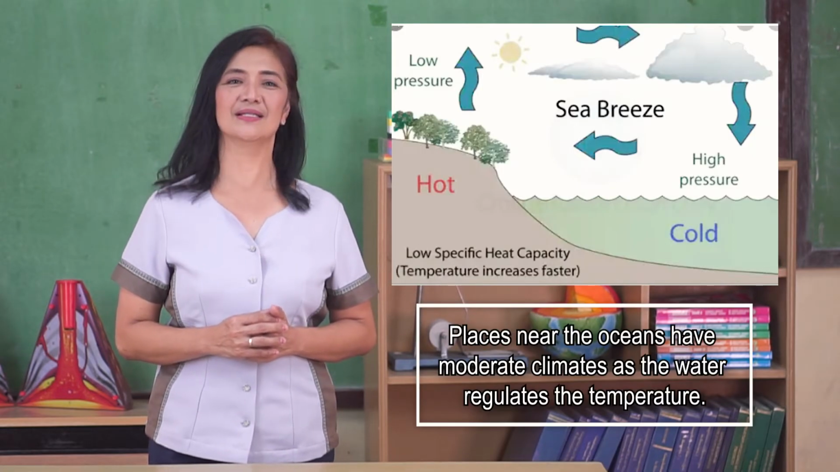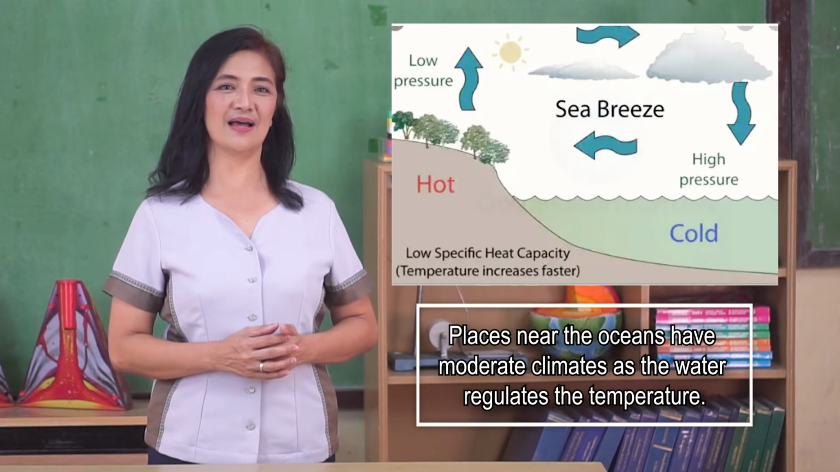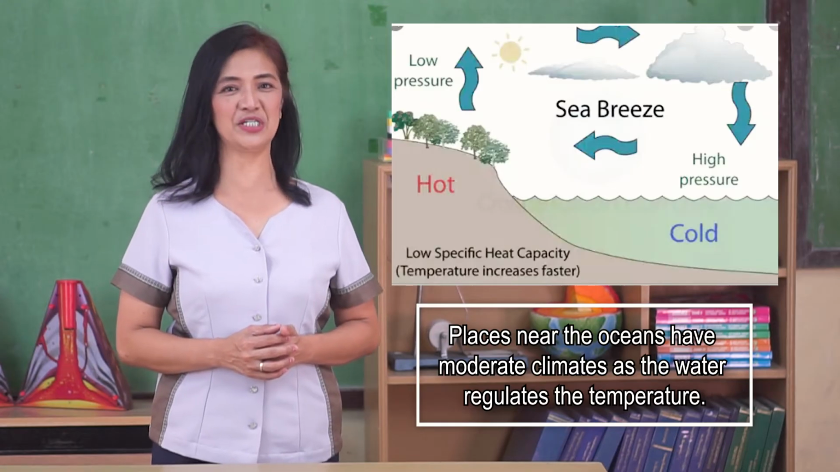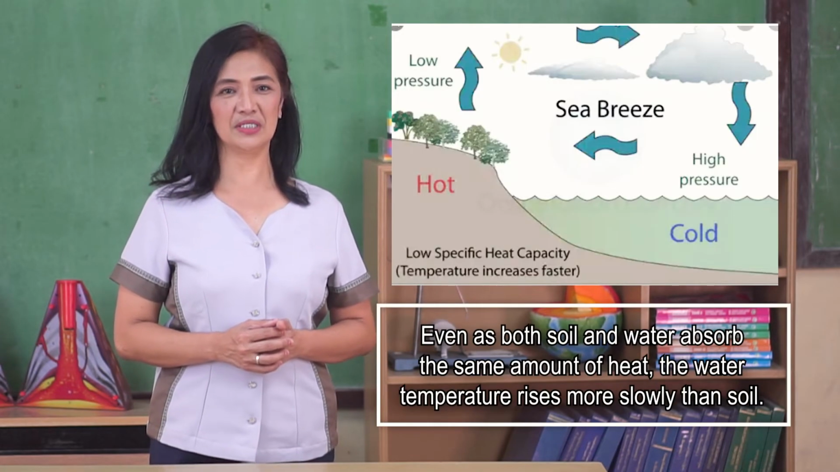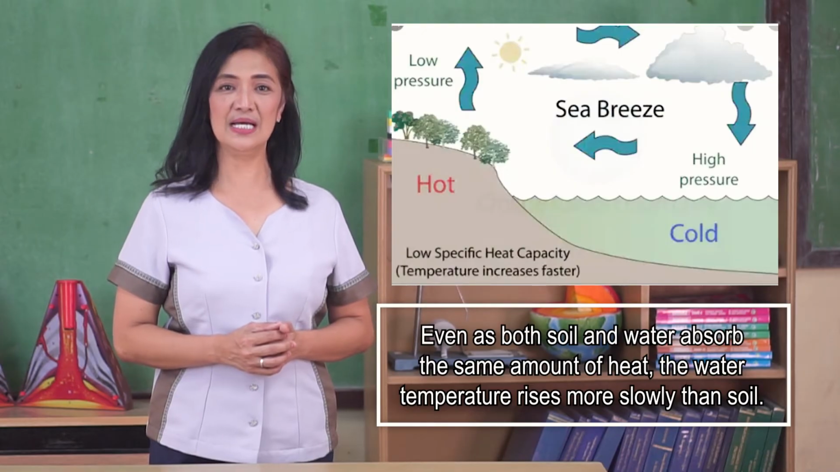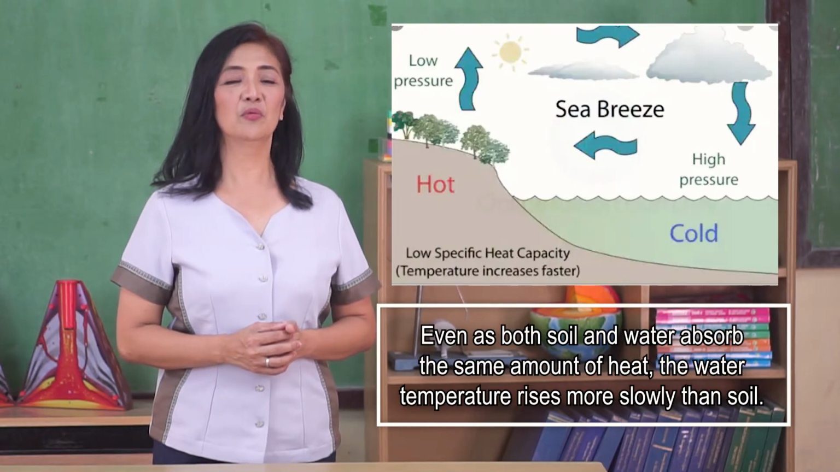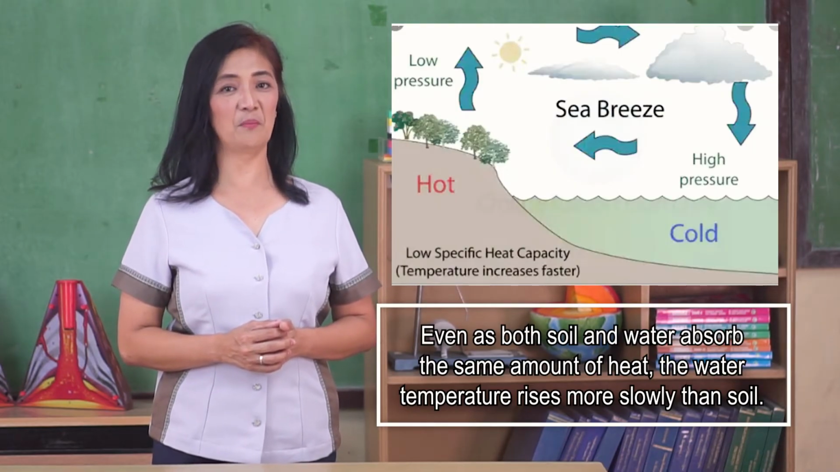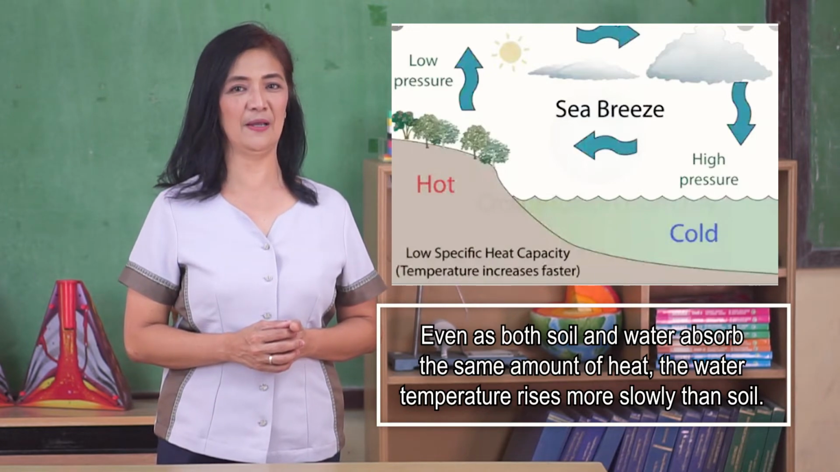Places near the oceans have moderate climates as the water regulates the temperature. Even as both soil and water absorb the same amount of heat, the water temperature rises more slowly than soil.